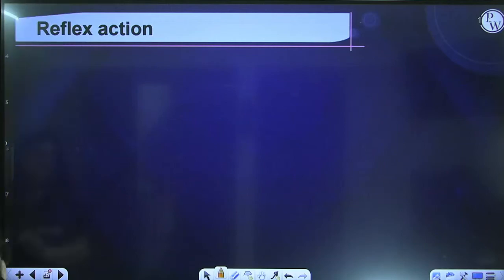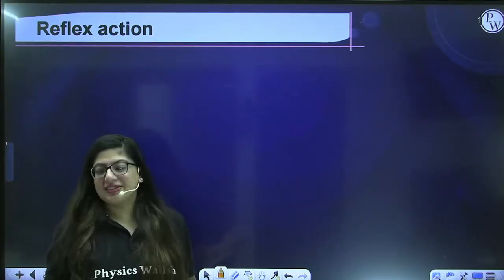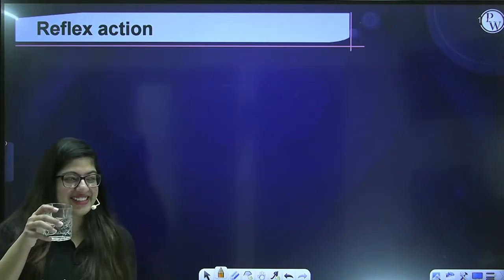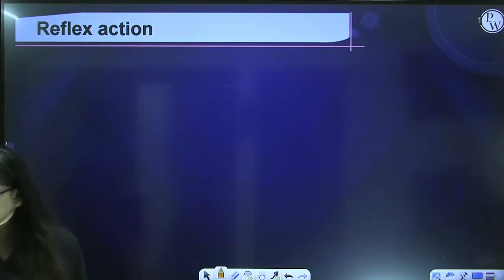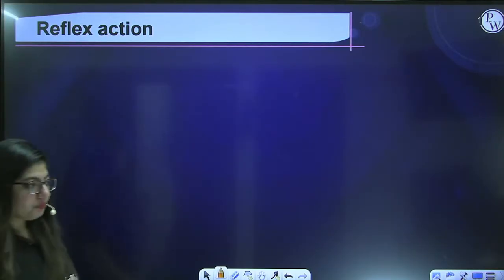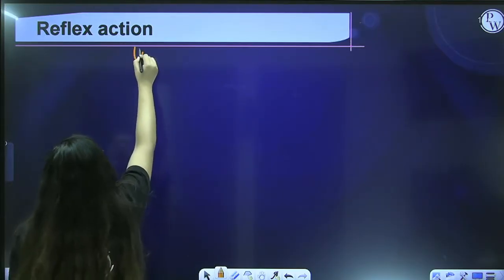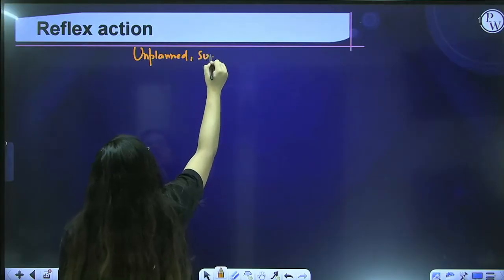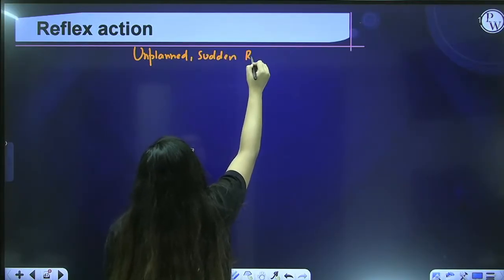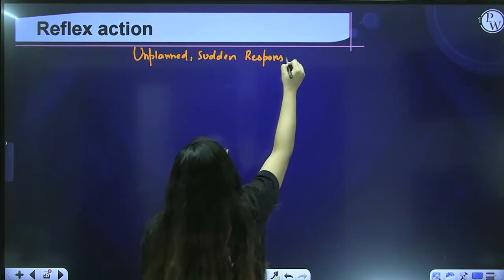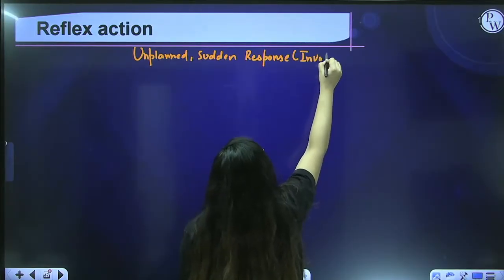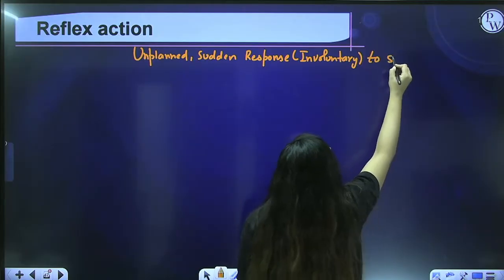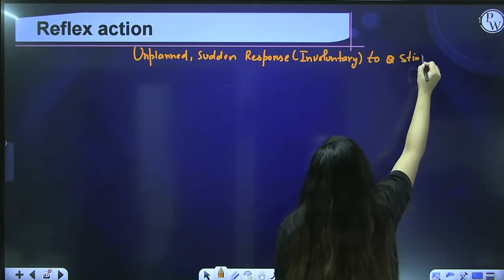Let's talk about reflex action. Reflex action. Now, what are these? Very important topic. Yes. It's unplanned. You have not planned it. A sudden response. What kind of a response? Involuntary. To a stimulus.